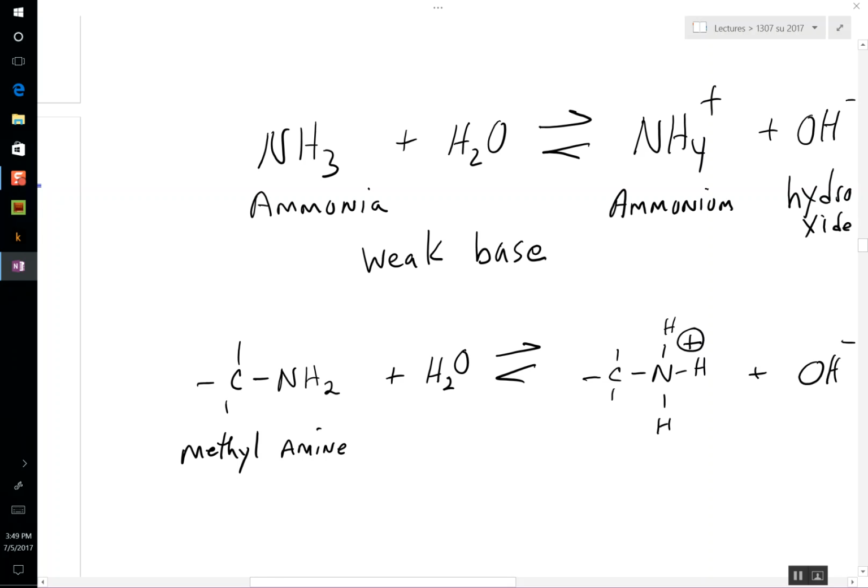So amines are weak bases. Ammonia is a weak base. Amines are weak bases. They make the water basic. It raises the pH of the water. And methylamine becomes methylammonium hydroxide. This was ammonium hydroxide. This becomes methylammonium hydroxide. You got it?